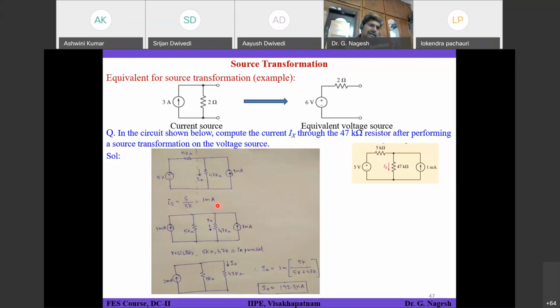The variable Ix is already defined in your question. It is flowing through the 47 kilo ohm resistor. So that will get undefined if you try to convert the 1 milliampere source. That is the reason why I have not converted that, so that my Ix will remain as it is, and I use the other side to convert. The variable which was already defined or asked in your question should not disappear; it should remain as it is. So that's why I have not used that approach. Clear? Any other question?